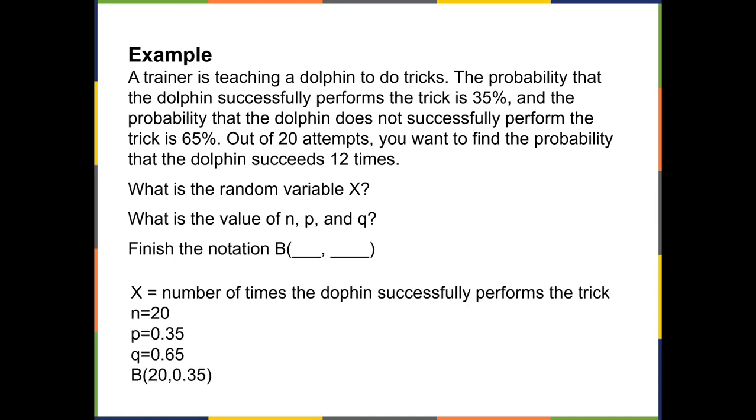All right, are you back? Well, X, the random variable, is the number of times the dolphin successfully performs a trick. Remember, that's always going to be the flavor of our random variable for binomial distribution. The number of attempts was 20, so he tried the trick 20 times, or she. The probability of success was 35%. The probability of failure was 65%. And if we wanted to write this in binomial notation, we'd write B(20, 0.35).